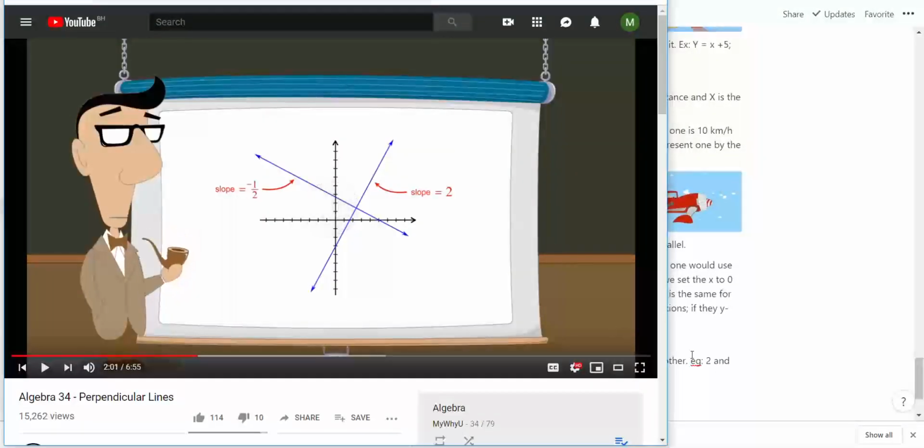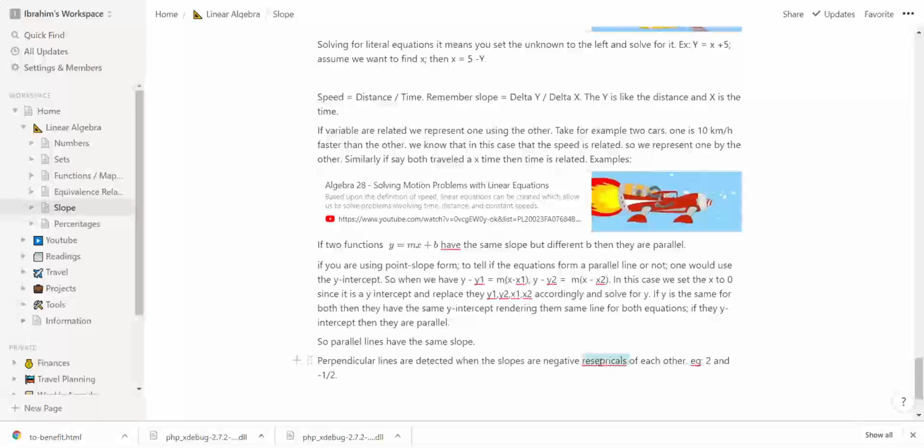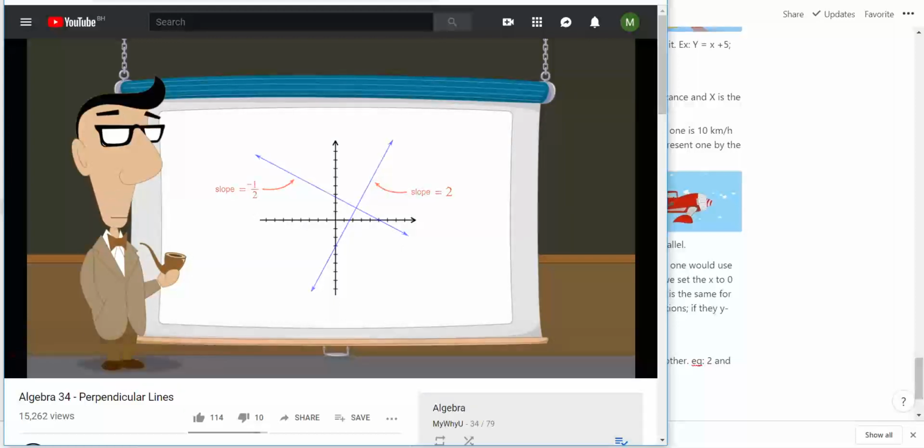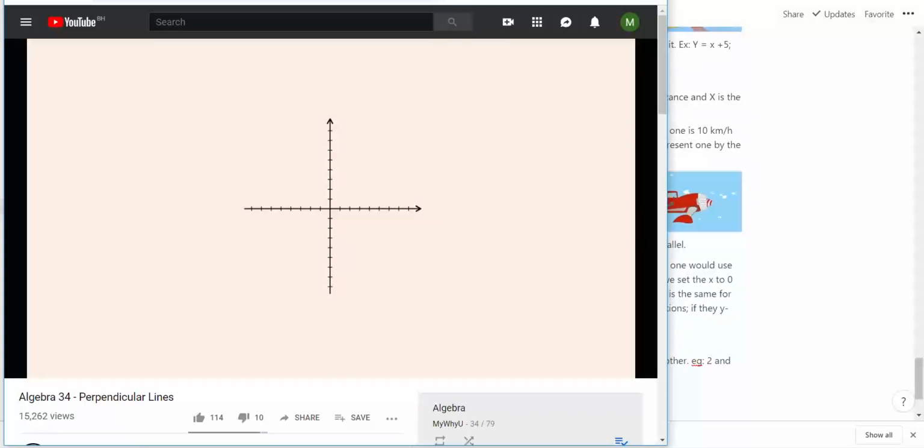So why are the slopes of perpendicular lines negative reciprocals? To see why this makes sense, let's draw a line running through the origin and place a point on the line somewhere other than the origin. The slope of this line can be calculated using any 2 points on the line, so if we like, we can use the origin as one of the points.